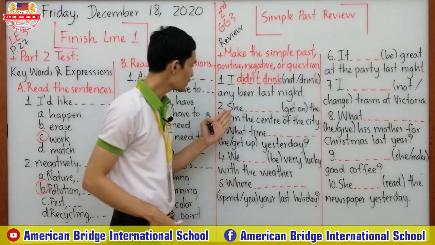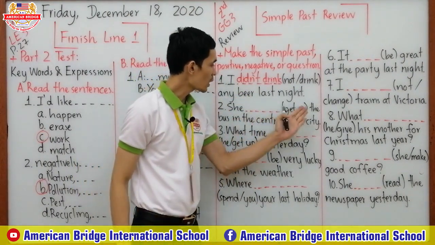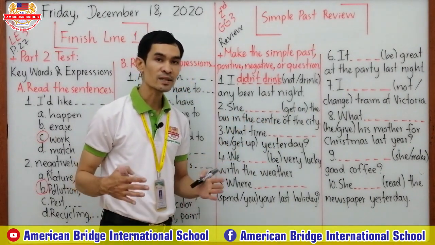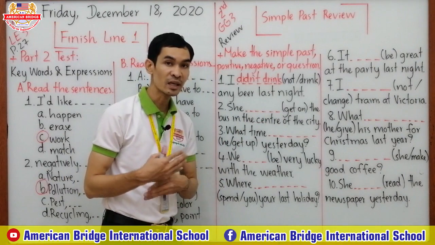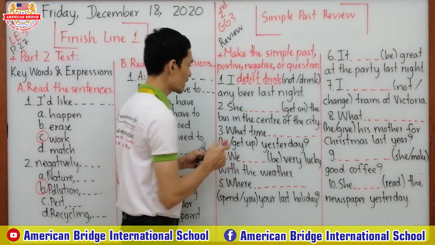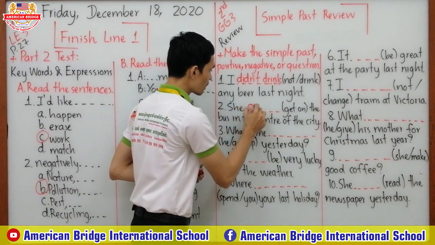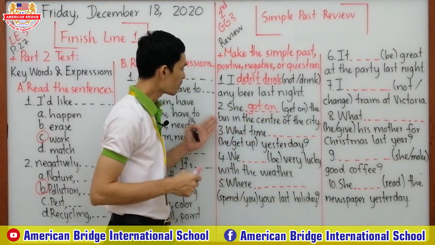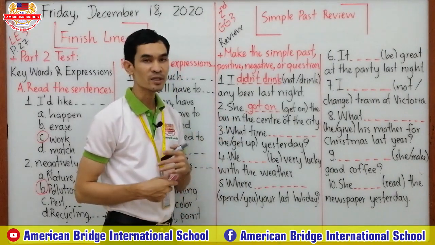Okay, how about number 2? She blank get on the bus in the center of the city. Okay, so get on is an irregular verb, right? So how do you change? Got on, right? Okay, she got on the bus in the center of the city.